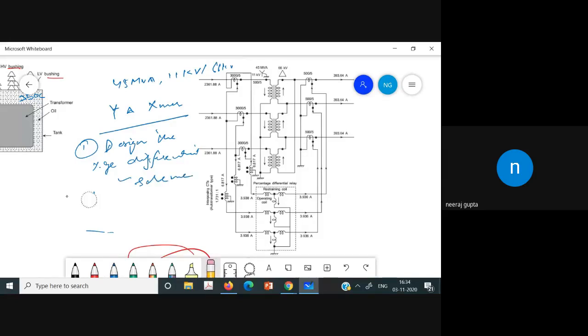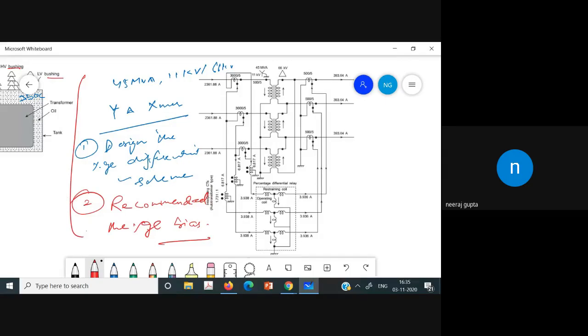And second, you have to recommend, as a protection engineer, what is the percentage bias that you recommend in that very case. Recommend the percentage bias as per the concepts that you have studied in the class. This is the tutorial problem that you have to do.